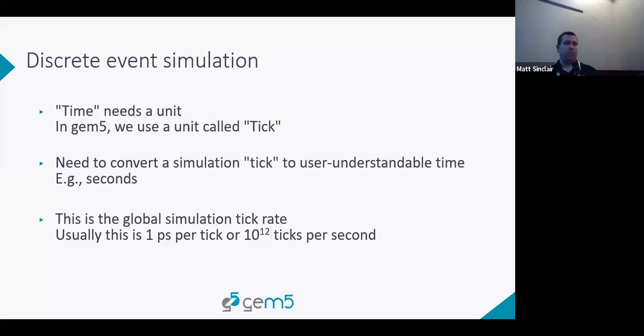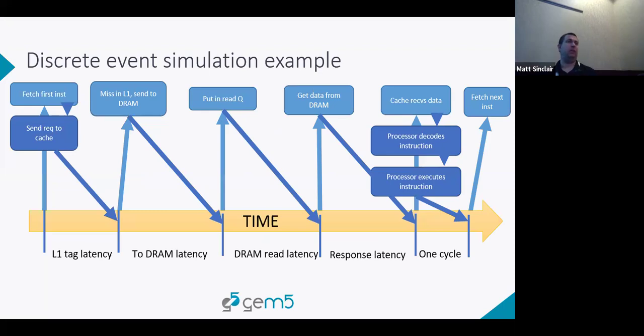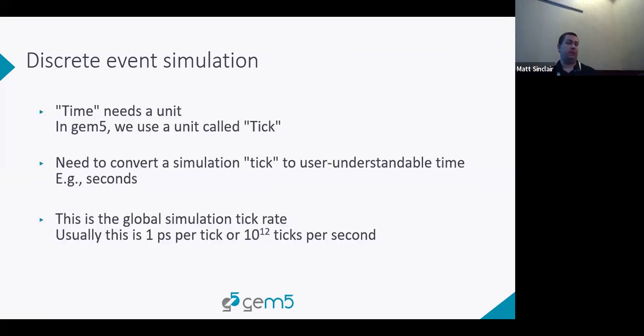Okay, so what that means is time on the x-axis on the previous slide needs some sort of unit to go with it, right? Because we said there's some latency associated with each of these events. In gem5, we call that unit a tick. And we need to convert a simulation tick to some user understandable component, like seconds. And this is what gem5 calls the global simulation rate. The standard approach is that 1 picosecond is 1 tick, which means there are 10 to the 12th ticks per second.